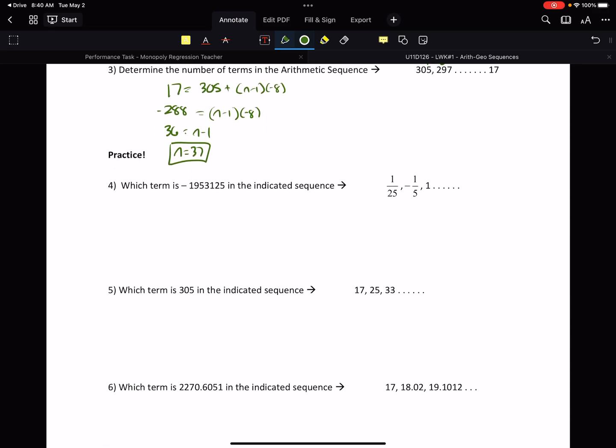All right, I can tell just by looking at it, it's geometric. So our common ratio here, let's see. In this situation, our common ratio is, so 1 divided by negative 1/5 would become negative 5. Negative 1/5 divided by 1 over 25 would become negative 5 also. So our common ratio is negative 5. So negative 1953125 equals 1 over 25, negative 5 to the n minus 1.